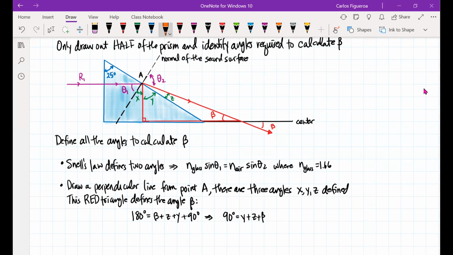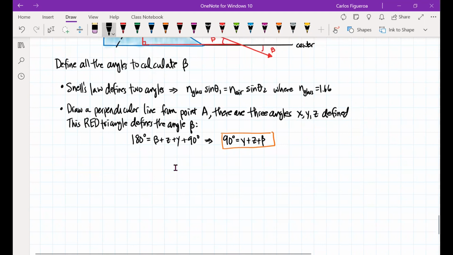And this is what we're after. This is how we're going to calculate the beta angle. So what we've got to do is calculate Y and calculate Z. So let's start to do that now. We're going to do this step by step.